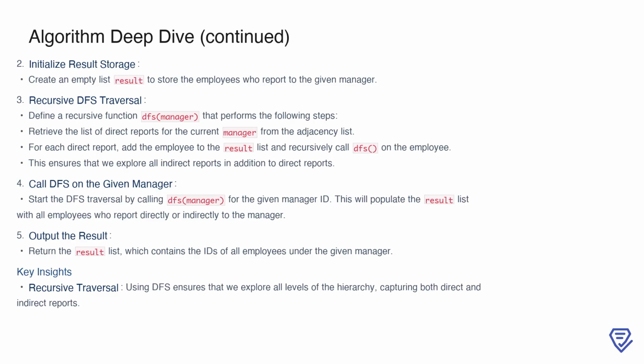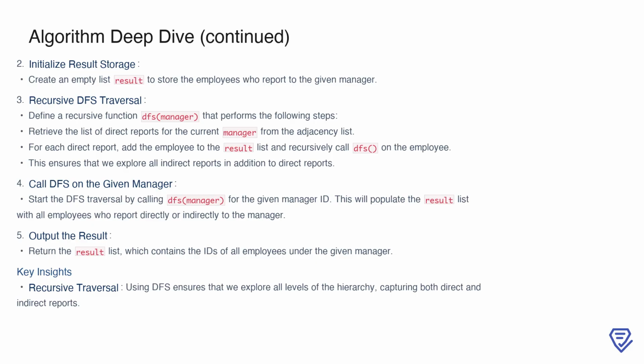For each direct report, we'll add that employee to the result list and then call DFS recursively for that employee. This ensures that we not only capture direct reports but also explore all indirect reports further down the hierarchy. Finally, we'll initiate DFS by calling DFS manager with the given manager ID. This will populate the result list with all employees in that manager's hierarchy. Once the traversal is complete, we return the result list as the output.